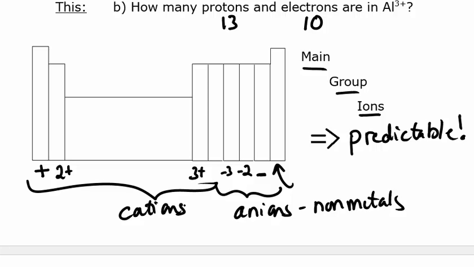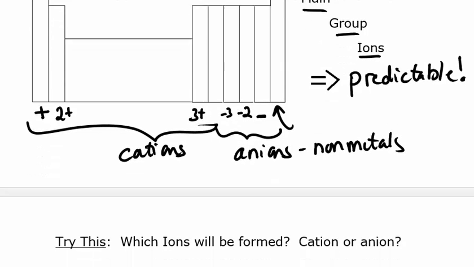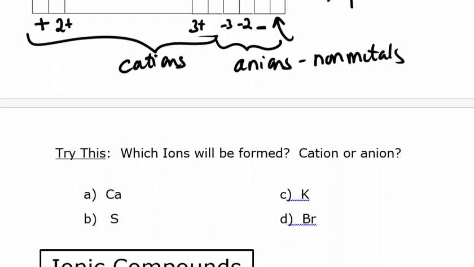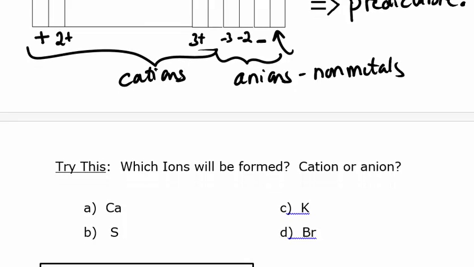Okay, so now you can look at where a main group element is in the periodic table and figure out what its charge will be. So we're going to practice that in this next part. Try this: which ions will be formed, and then also are they cation or anion.